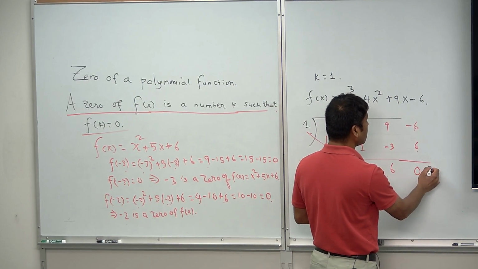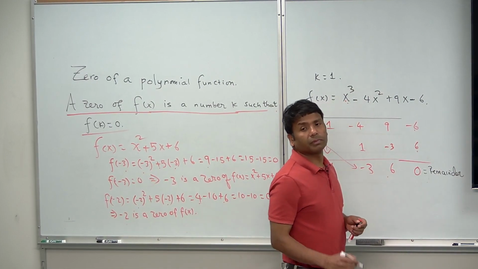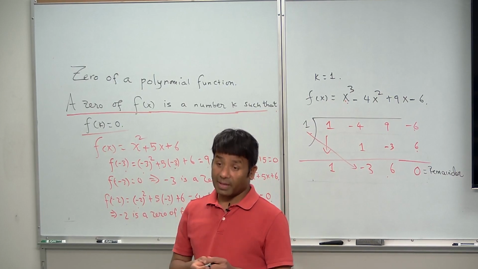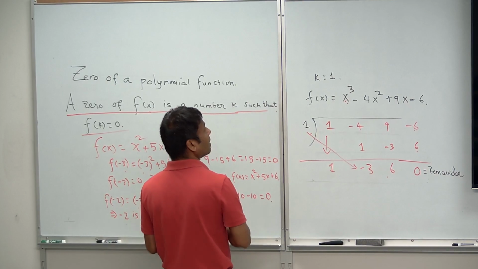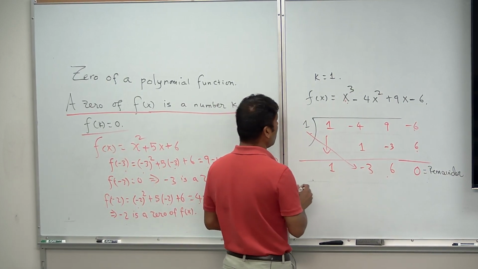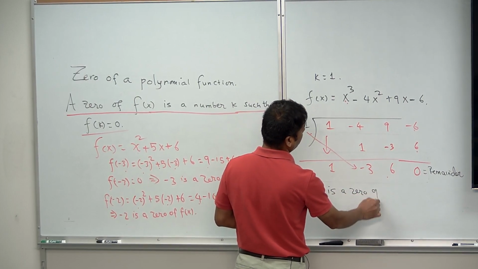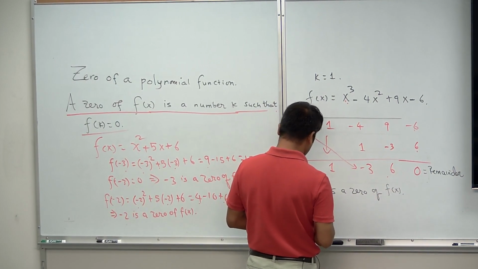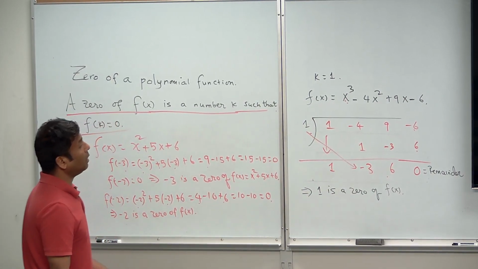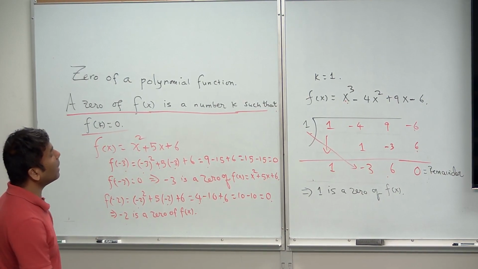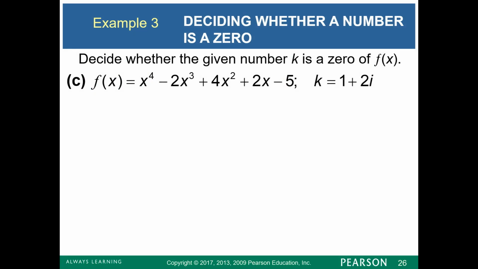Now you see that this is a what? Remainder. This is a remainder. So the remainder is 0. Is that right? So what does that mean? That means 1 is a 0 of f(x). So similarly, you can do that. Now let's do this one, okay?